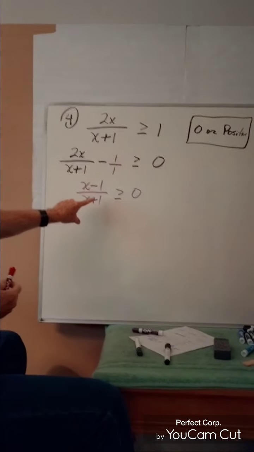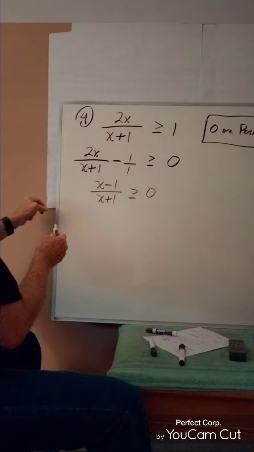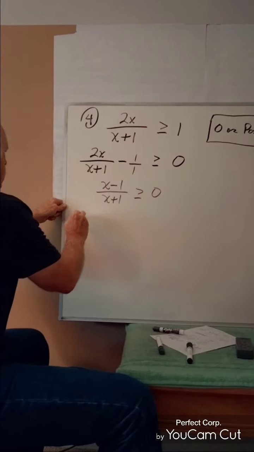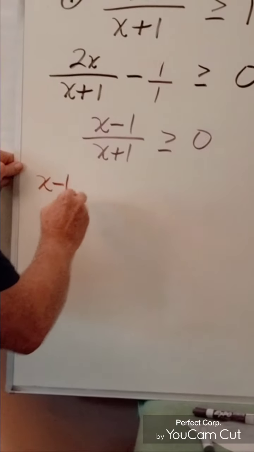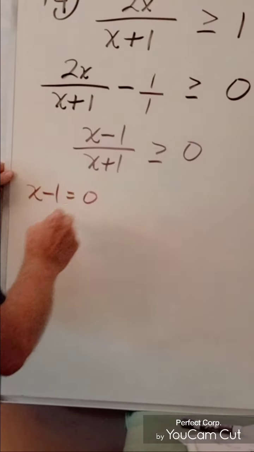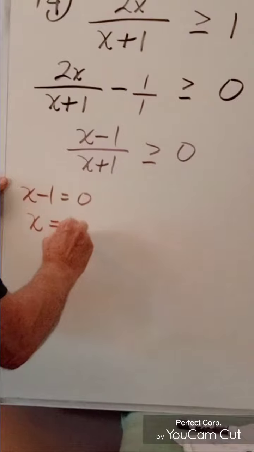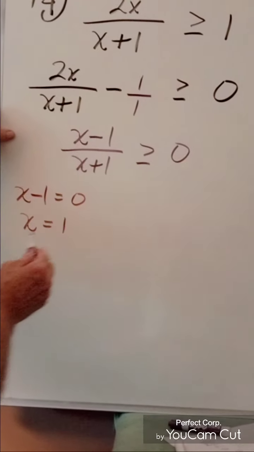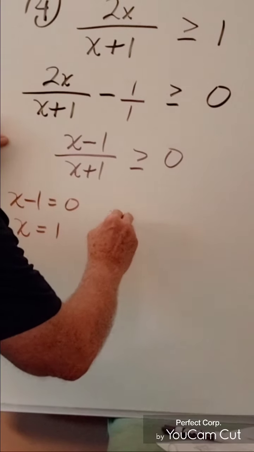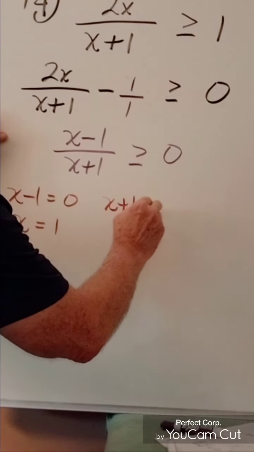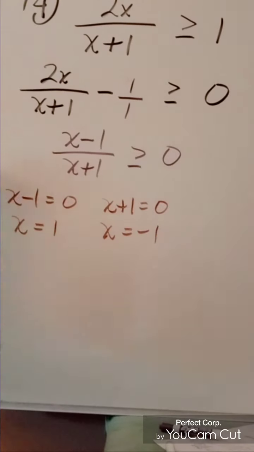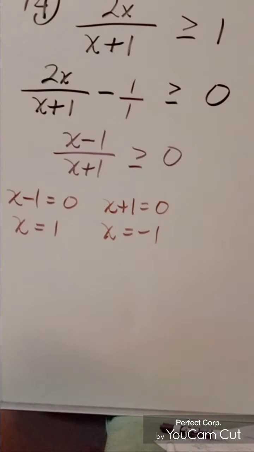Now let's identify our critical values. The expression in the numerator will give us the x-intercept. X minus 1 is equal to 0. X is equal to 1. The denominator expression gives us the value that makes that fraction undefined. X plus 1 is equal to 0. X would be equal to negative 1.